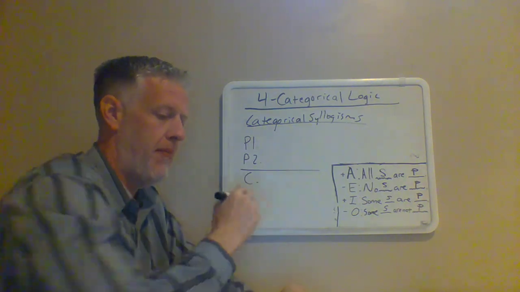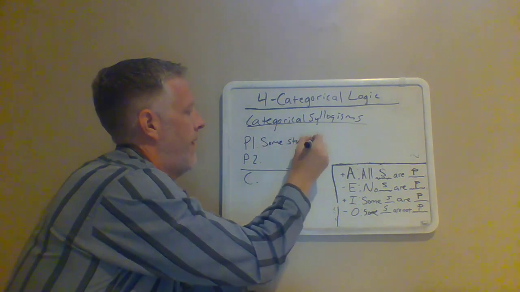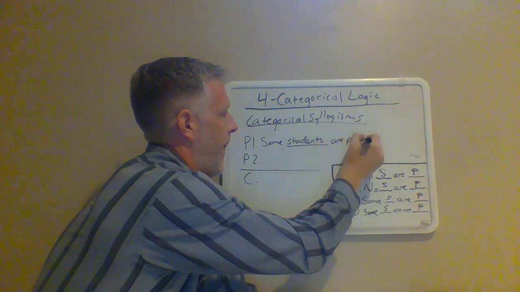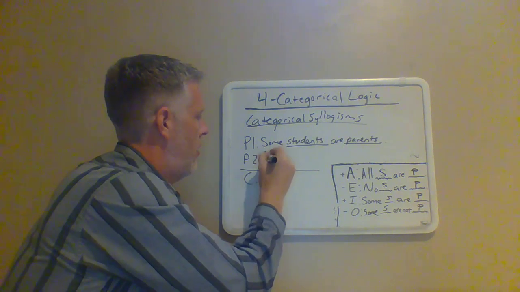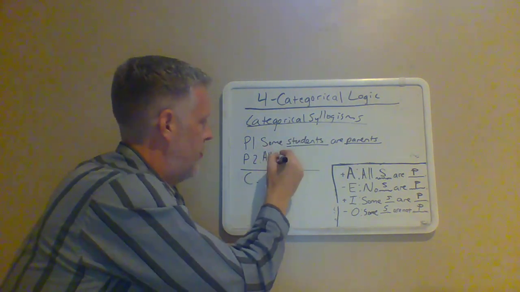So I'll give you an example, bottom of page 15. Some students are parents. Okay. So that's a standard form I claim. And then we're told all students are workers.